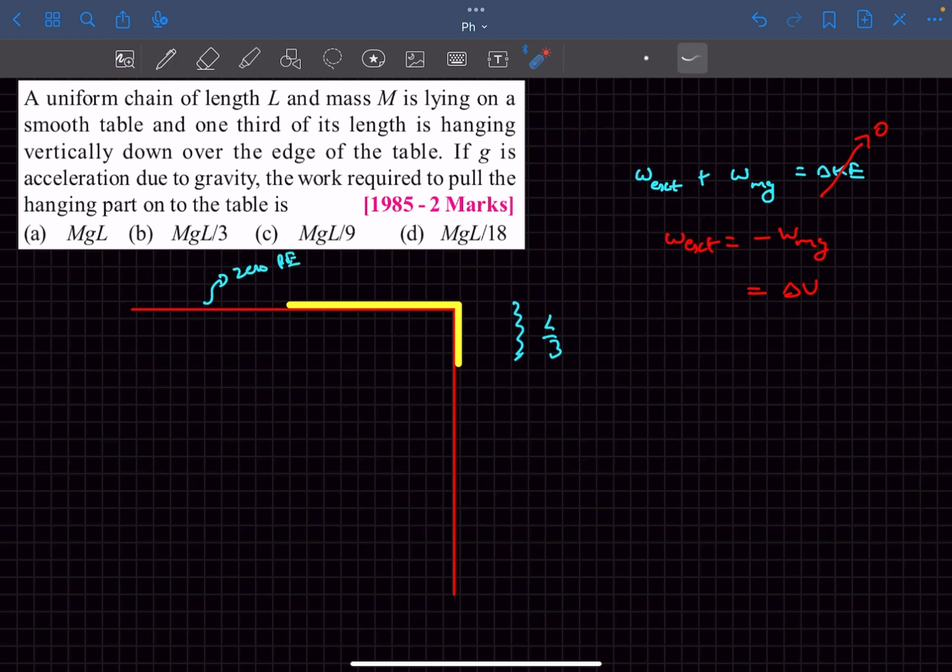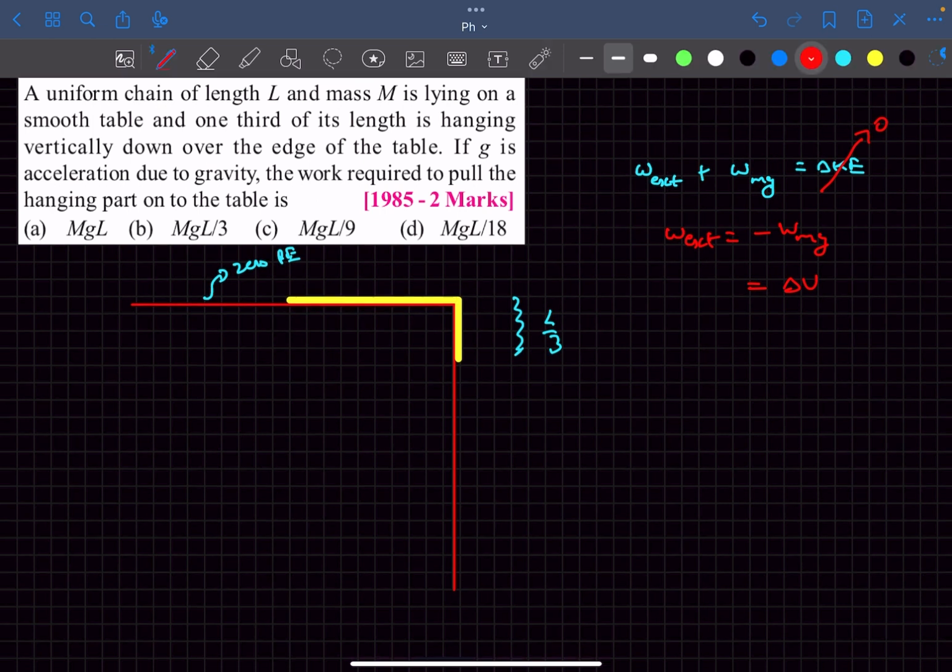So let's write the initial potential energy of the chain. The potential energy of this part of the chain would be 0, and the potential energy due to this part of the chain. So the initial potential energy is the mass of this part. Now, as this is 1/3 of the length, this is going to be 1/3 the mass. Now, as this length is L by 3, the center of mass will be at a distance of L by 6, right? So this would become L by 6. Now, finally, this entire chain is on the table. So the final potential energy would simply be 0. Oh yeah, and there was this minus sign over here, which we forgot.